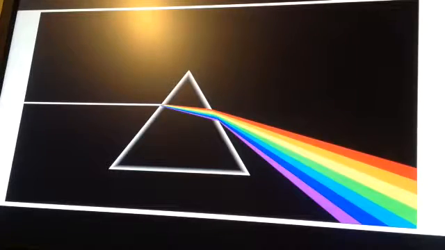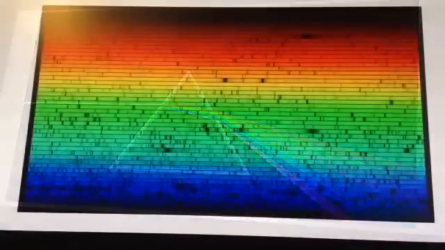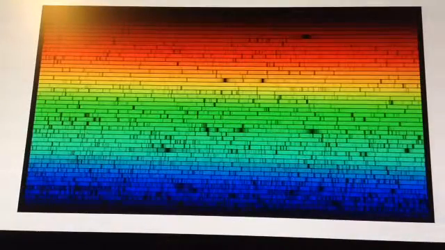Light from the sun can be split into the visible spectrum using a prism. This is a spectrogram of our sun. You can see there are dark lines. These are called absorption lines or spectral lines.